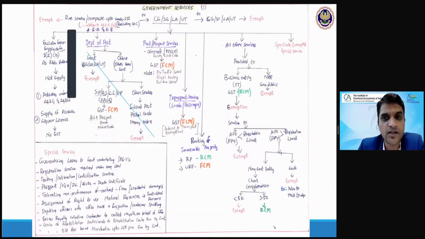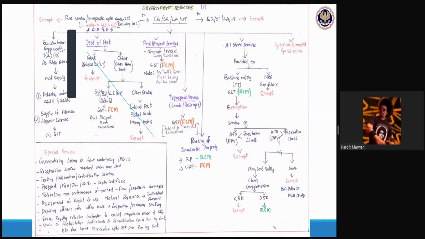Services supplied by the central government, state government, union territory, or a local authority to a business entity, excluding renting of immovable property. So we'll exclude under row number 5. Then 5A says services supplied by the central government by way of renting of immovable property to a person registered under the CGST Act. Yes, sir. Then that is clear. For a registered person, RCM will pay.